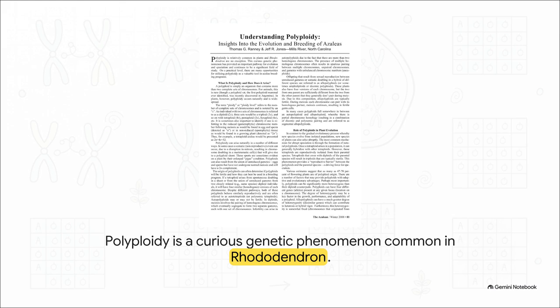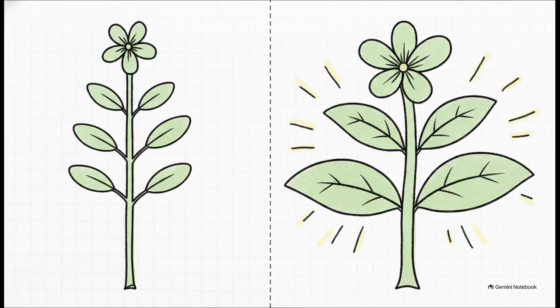So how exactly does this happen? Well, sometimes there's a spontaneous doubling of chromosomes within a single plant just because of a cell division error. We call that an autopolyploid. Other times, unreduced gametes from two completely different species merge together, creating what's called an allopolyploid hybrid. Now, what's really interesting about this slide is the incredible evolutionary advantage this gives to plants. Polyploidy is a literal powerhouse for evolution.